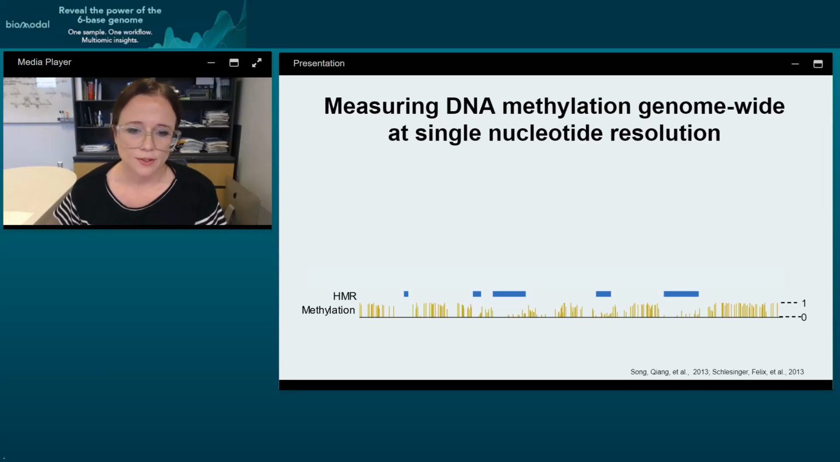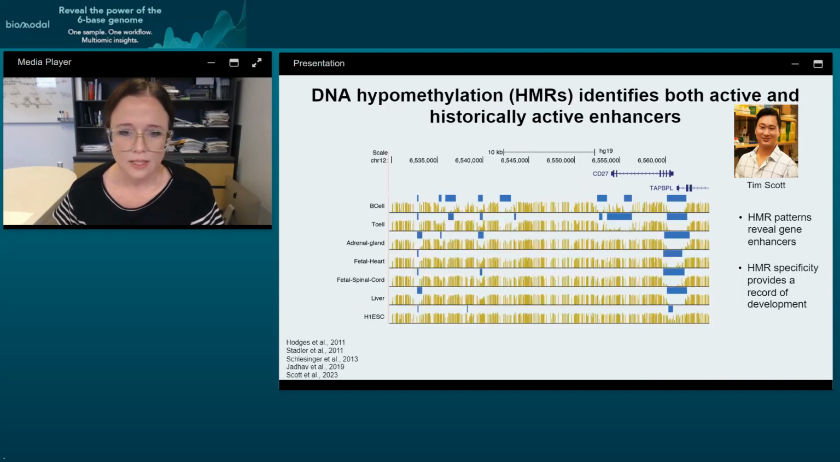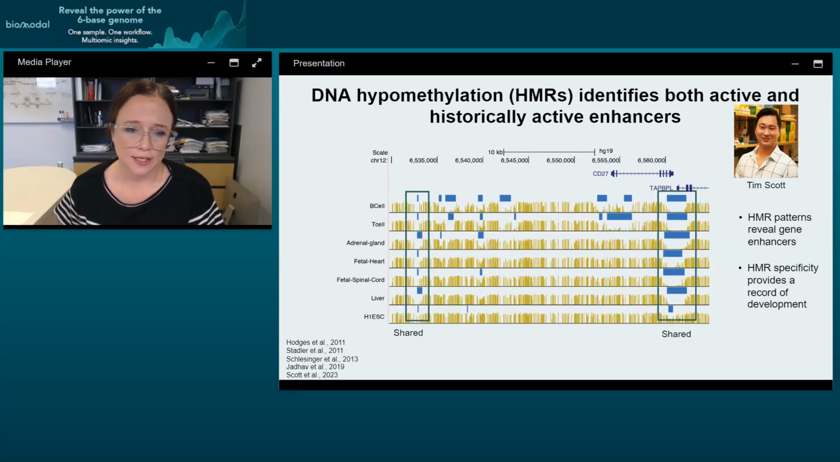And then these horizontal blue bars represent regions that are hypomethylated. So you can see that most of the genome is highly methylated, where these gold bars are, and then that's interrupted by these scattered hypomethylated regions that we call HMRs. And if you compare these tracks across very diverse cell types, you can see that there are HMRs that are shared across very developmentally diverse cell types.